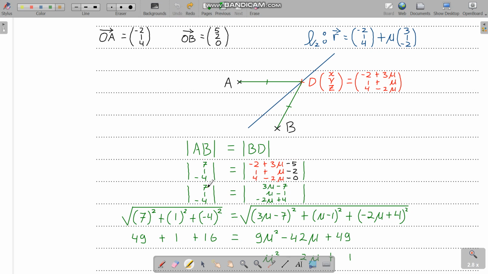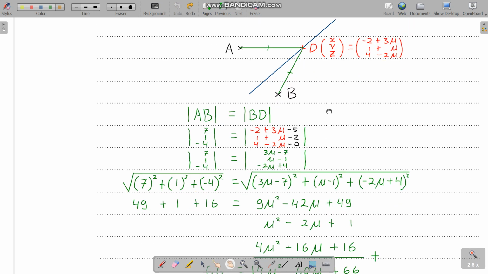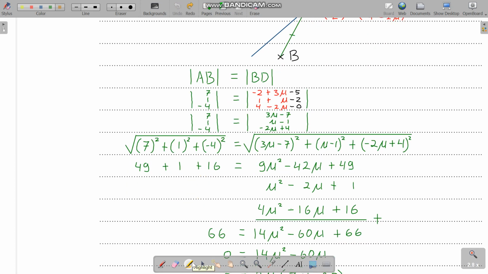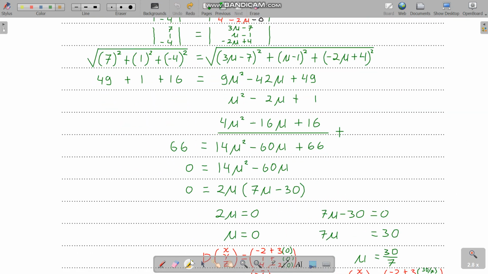We have this vector and this vector, and we look for the magnitude or the length. So we use Pythagoras: 7 squared, 1 squared, -4 squared, add everything, take the square root. So that's how we find the magnitude. Same thing on the right. Now we square both sides, so we cancel out the square roots. 7 squared, 49, 1, 16. And if we square the right hand side, just write it down like this.